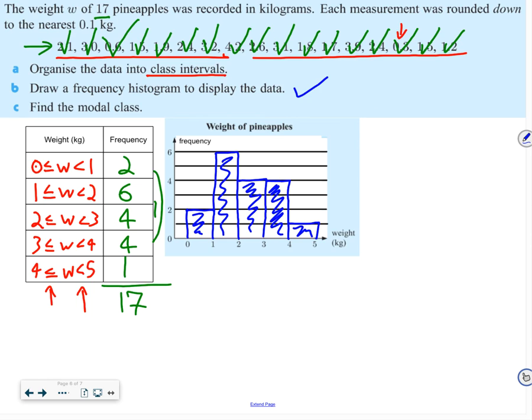The modal class. Well, which class is most frequent? The modal class is from 1 to 2 kilograms for the weight of my pineapples.